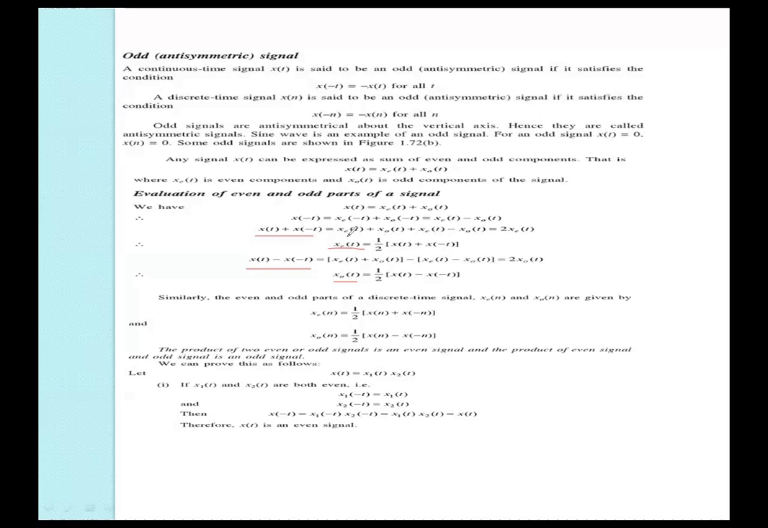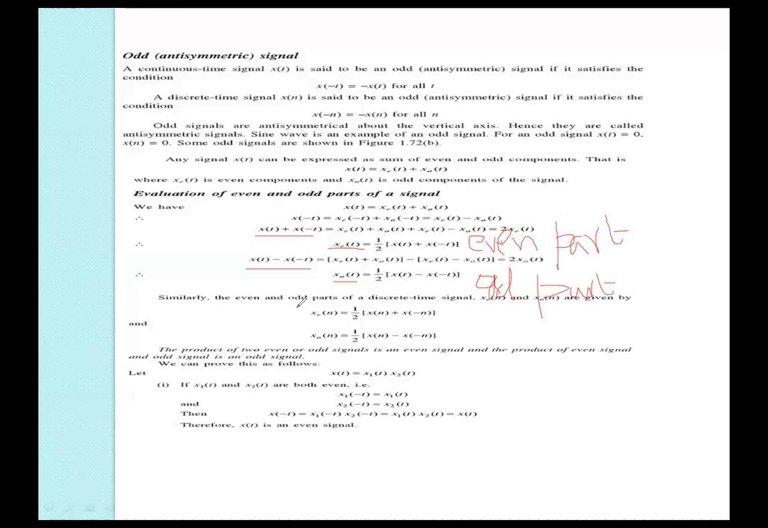Here, where the plus is there, it is the even part of the signal. You can say it's the even component also, the even component or even part. And this signal is the odd part. The odd part is the subtraction of the two signals.